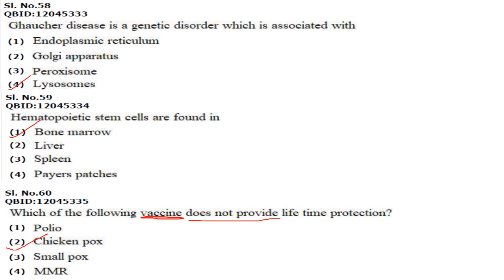Which of the following vaccines does not provide lifetime protection? Polio provides. Chickenpox, the chickenpox vaccine doesn't provide lifetime protection. They have asked for the vaccine, not for the disease. Smallpox also provides, and MMR, that is measles, mumps and rubella vaccine, also provides lifetime protection.